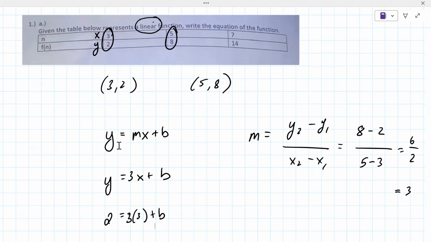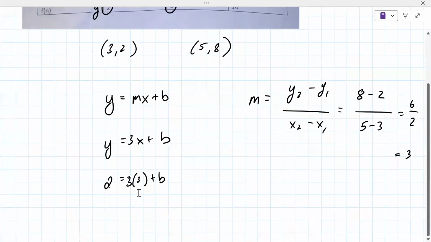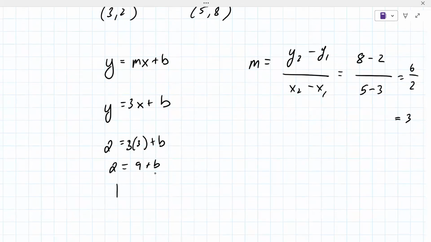Do you want me to solve that one? Yes, go ahead and solve that for B, please. Got it. So it would be 2 equals 9 plus B. How do you get B by itself? How do you undo this here? You subtract it. Yep. So what does B equal?